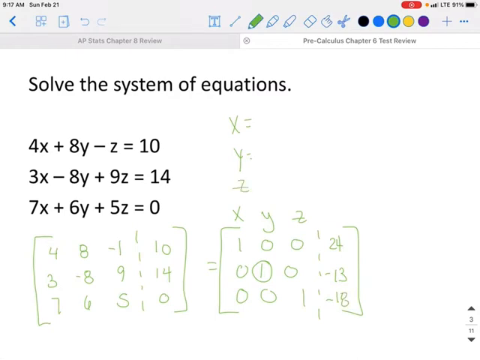So our X value in this case will be 24. Our Y value will be -13, and our Z value will be -18.